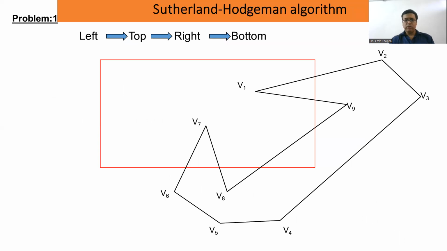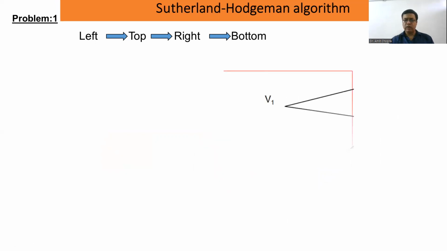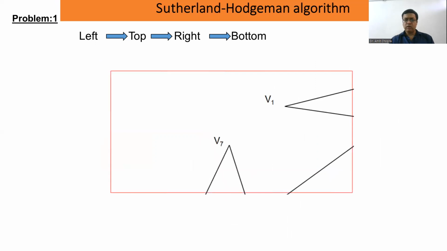Now just review this example. Start from the left, top, right, bottom, and these are the different vertices V1, V2, V3, V4, V5, 6, 7, 8, 9. 9 is further connected to V1. After the clipping operation, we will get this thing only. Left, top, right, bottom. This is the result of the Sutherland-Hodgman algorithm.